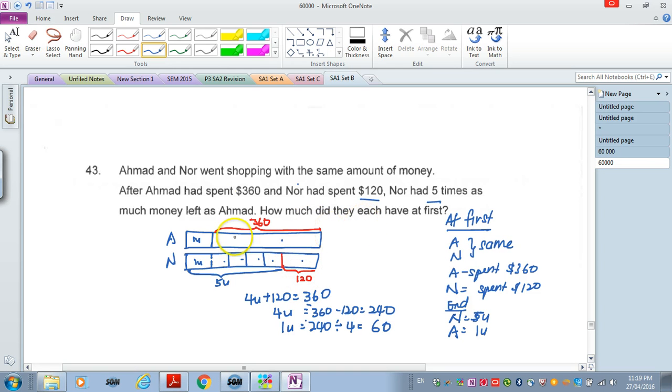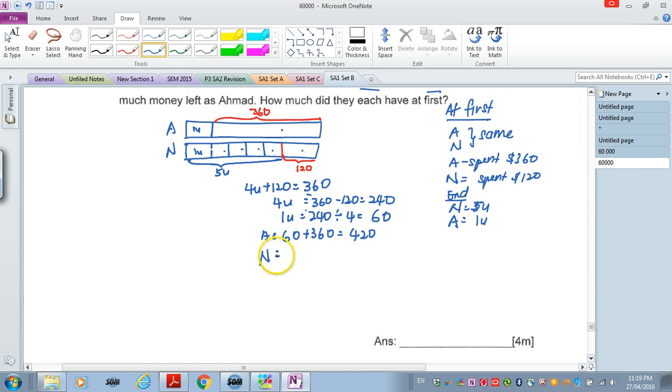How much did they have at first? Let's look at first. At first, Ahmad is 1 unit plus 360. So Ahmad is 60 plus 360, which is 420. Let's check for Noor. So Noor at first would be 5 units. So 5 units will be 60 times 5 is 300. And 300 plus the amount that he spent, 120, is 420. Can you see that they are the same? So how much did each of them have at first? They have $420 at first.